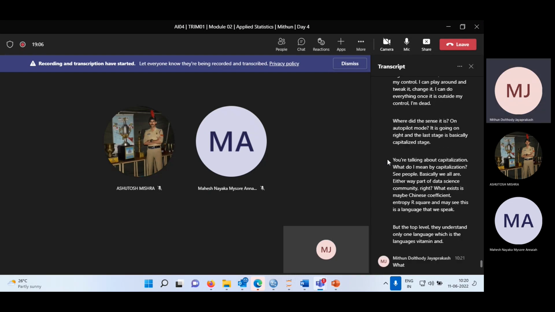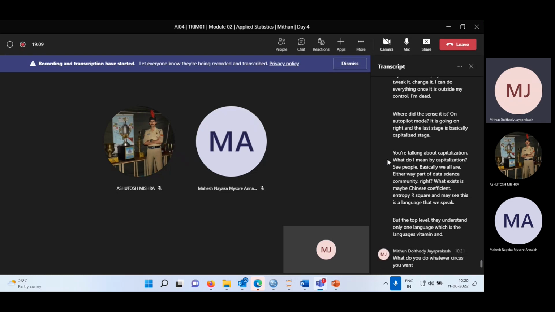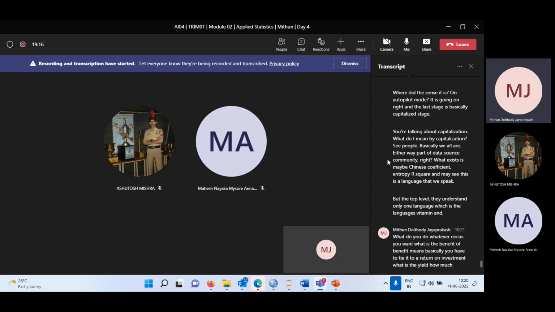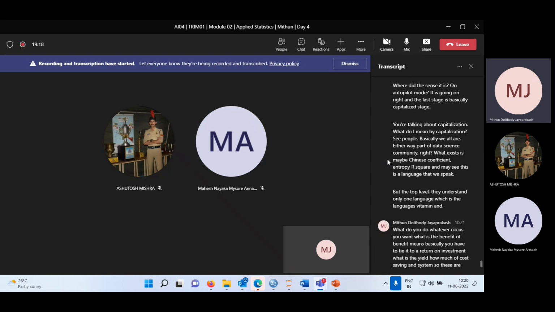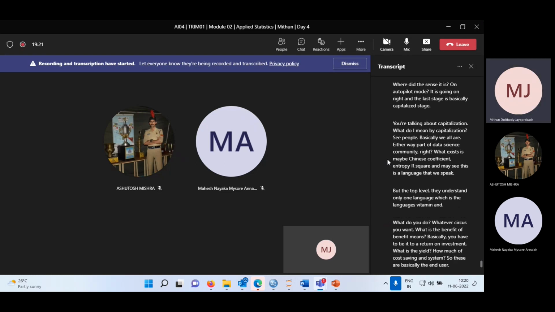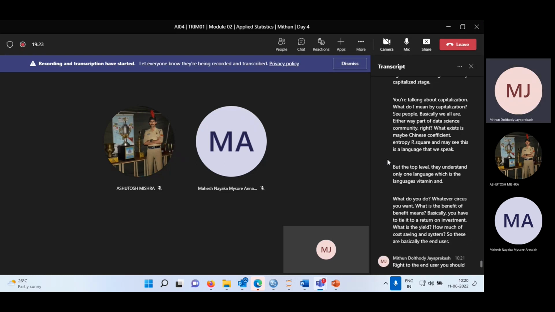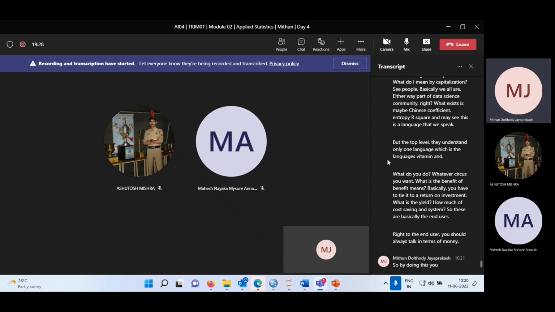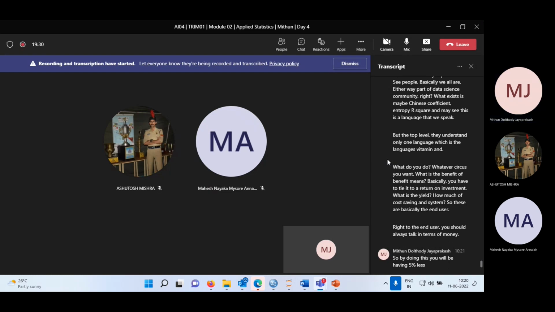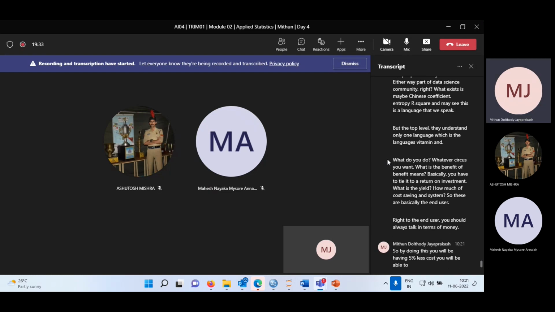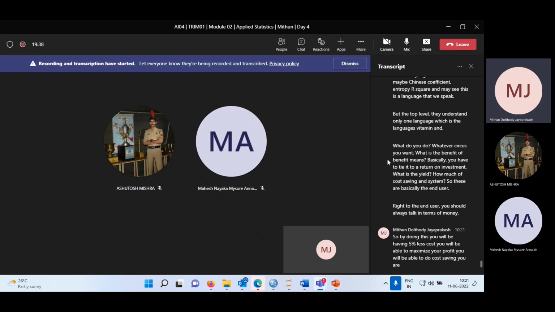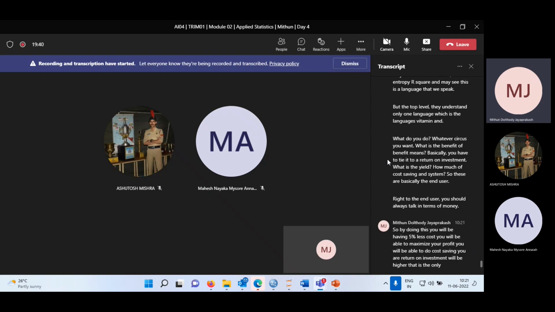Whatever circus you do, what is the benefit of this? Benefit means basically you have to tie it to a return on investment. What is the yield? How much cost saving and such. These are basically the end users, right? To the end user, you should always talk in terms of money. So by doing this, you will have 5% less cost. You will be able to maximize your profit. You will be able to do cost saving. Your return on investment will be higher. That is the only language which they understand.